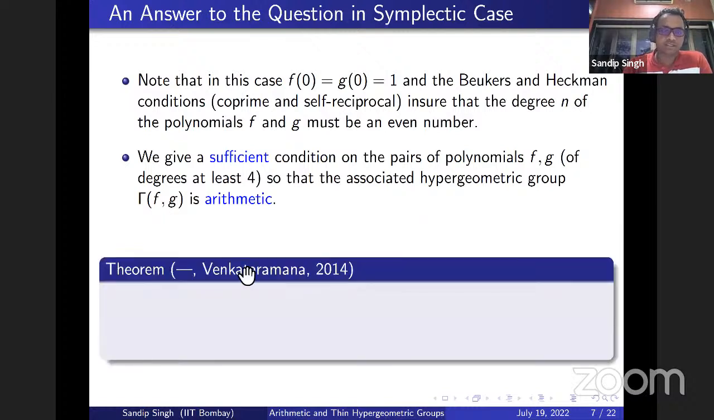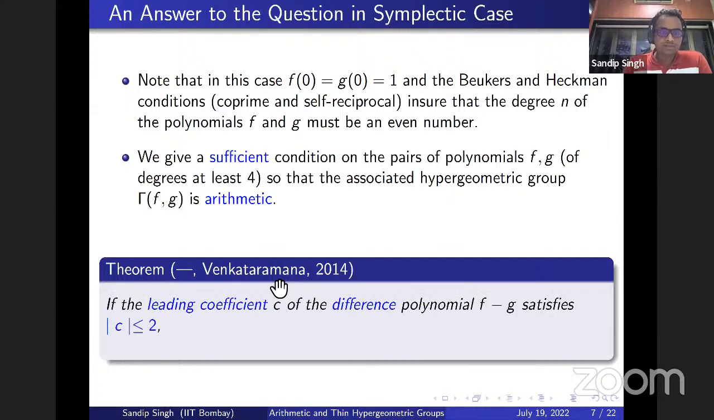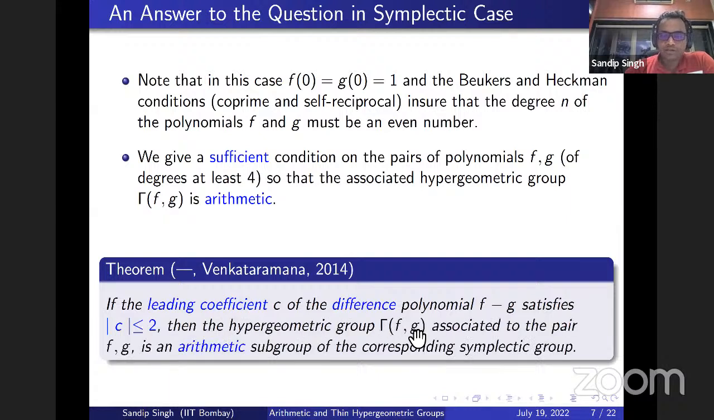So here is the theorem that we obtained in my thesis. Consider the difference polynomial f minus g, with all these Beukers and Heckman conditions on f and g. If the leading coefficient c of this difference polynomial f minus g satisfies the condition that the absolute value of c is less than or equal to 2, then the hypergeometric group gamma fg associated to the pair fg is an arithmetic subgroup of the corresponding symplectic group.